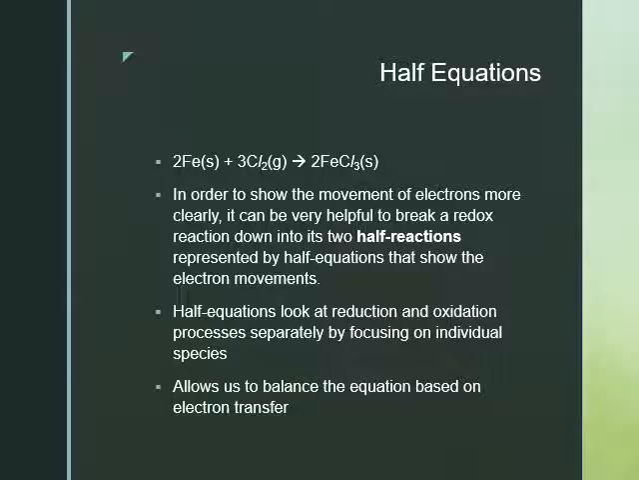Now, in order to look at this equation and to decide what is oxidized or reduced, we need to write half equations. So what do we mean by half equation? It means half of an equation. So one half is the reduction, one half is the oxidation. So when you combine the reduction and oxidation, you should get the full reaction. Now this is a very important technique because this also allows us to balance the equation based on electron transfer.